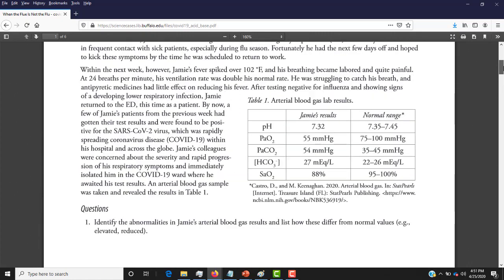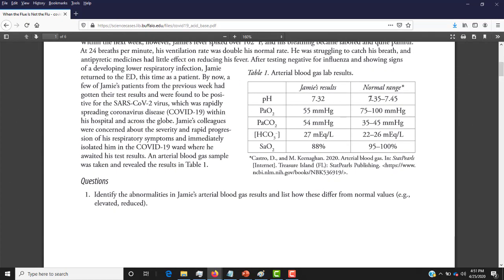And then going back to our table, his pH is lower than it should be. Carbon dioxide higher than it should be. Also bicarbonate is higher than it should be. Yes, it's only one value higher than that range, but it's still elevated.